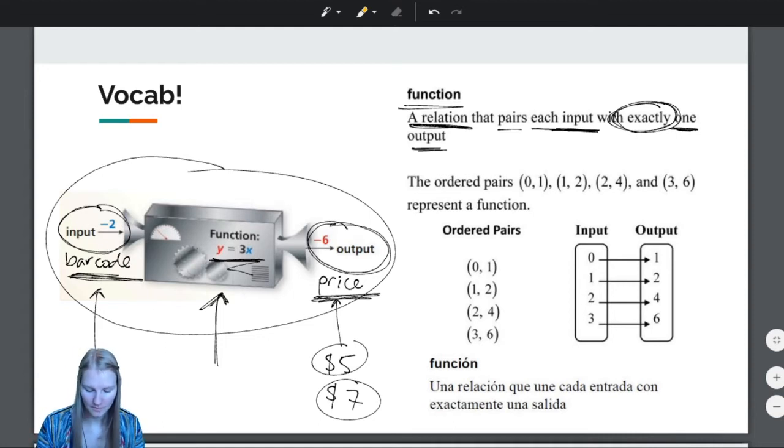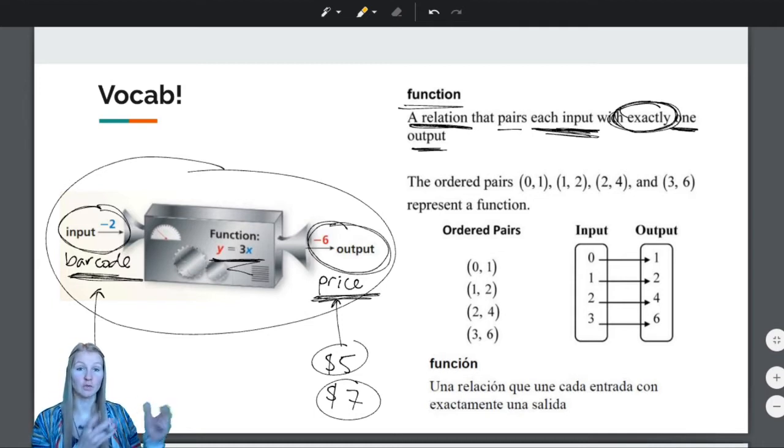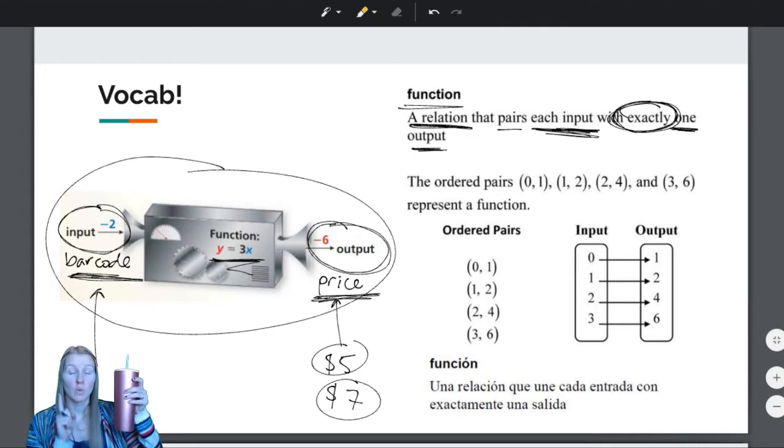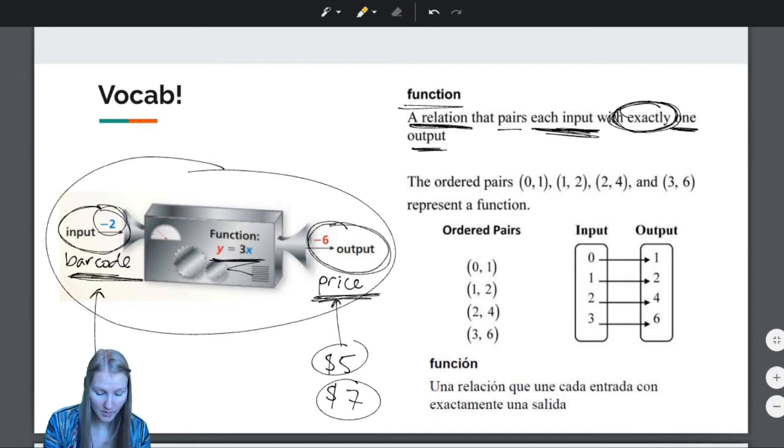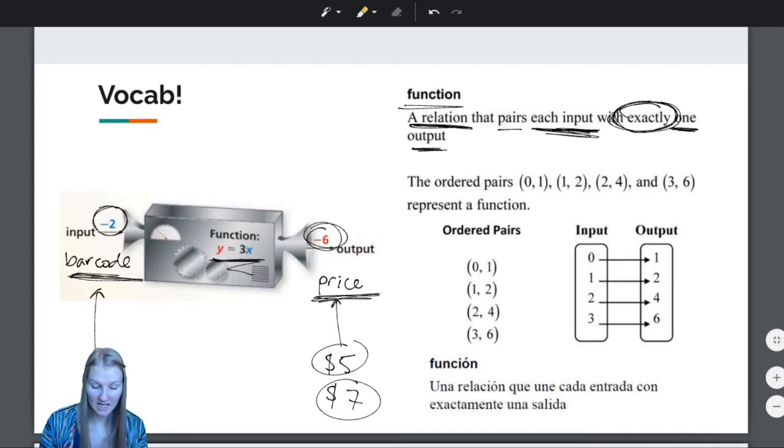Okay, so a function takes each input, each barcode, and pairs it with exactly one output, one price. So if you give me a cup, I will get one price. And if you give me a number, I will get exactly one number. If you input -2, I should only get -6. I should not also get 0. No, no, no. One input, one output. One number for your input gives you one number for your output.